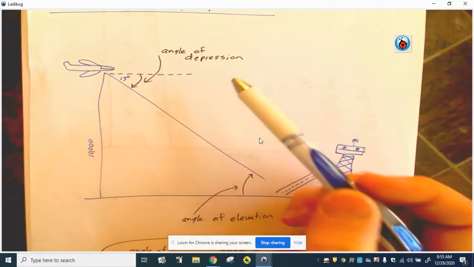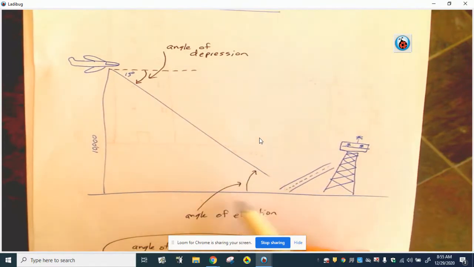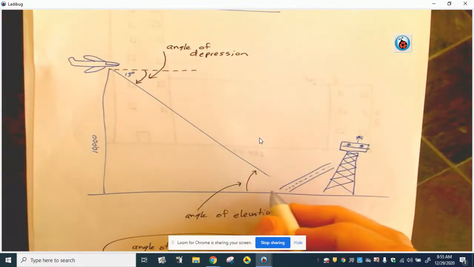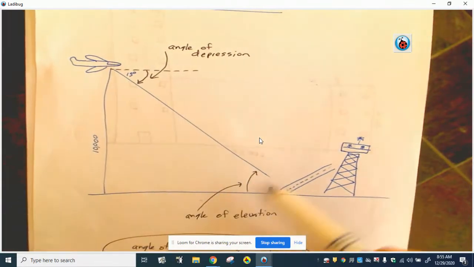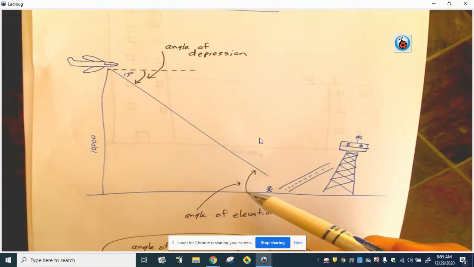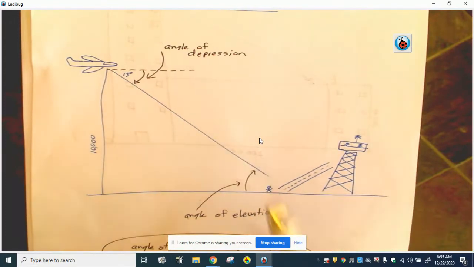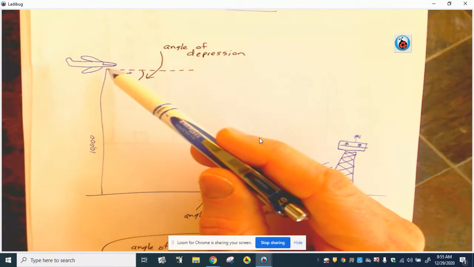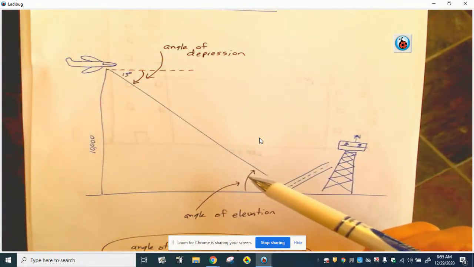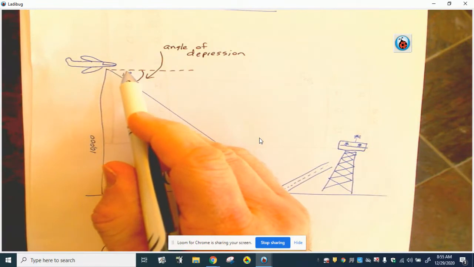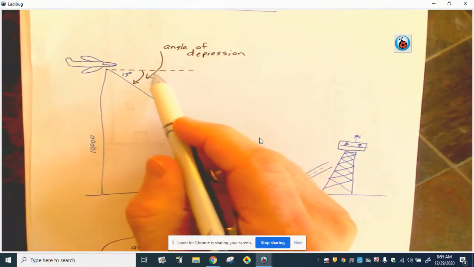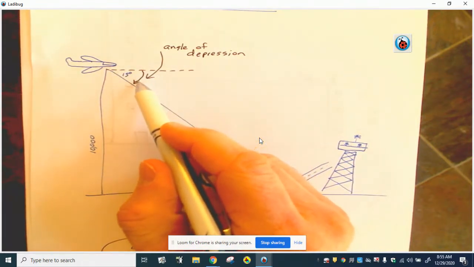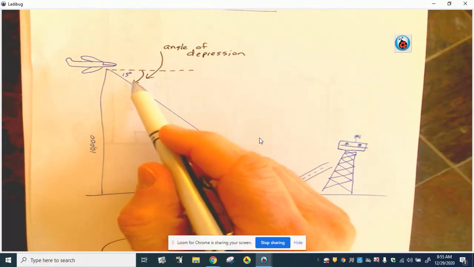So angle of elevation, if you are on the ground, okay, if you're down here and you are looking up at an object, we call this the angle of elevation, the angle from the ground up to whatever you're looking at. That's called the angle of elevation. The angle of depression is if you are, say, up in a plane looking down at something. Now, you have to draw a parallel line to the ground, and then the angle that forms with the ground, that's called your angle of depression.